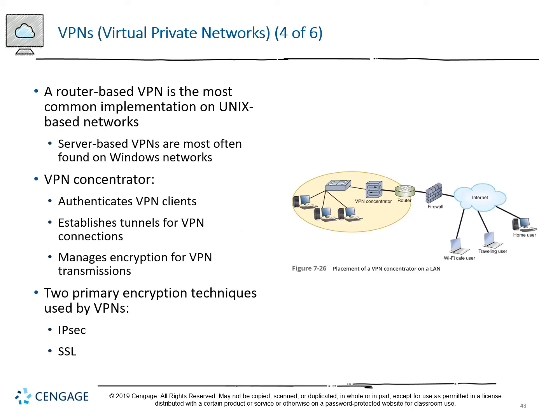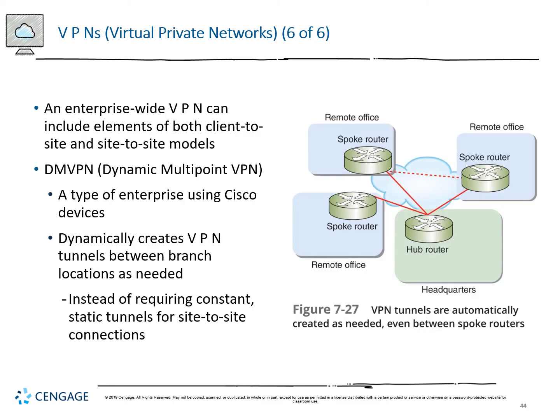A router-based VPN is the most common implementation on Unix-style networks, and server-based VPNs are most common on Windows. There are also devices we call VPN concentrators. These authenticate our clients and establish tunnels, as well as managing encryption. VPNs tend to use two primary encryption techniques, SSL and IPsec. An enterprise-wide VPN can include elements of both client-to-site and site-to-site models. We can see here the difference between a dotted line connection and a solid line connection, referring to site-to-site and client-to-site.